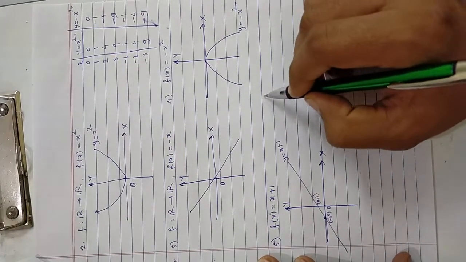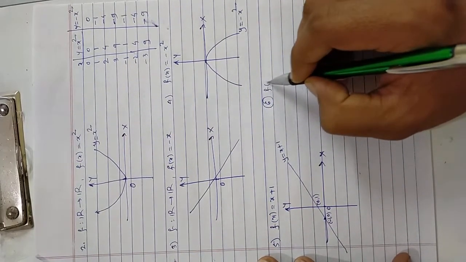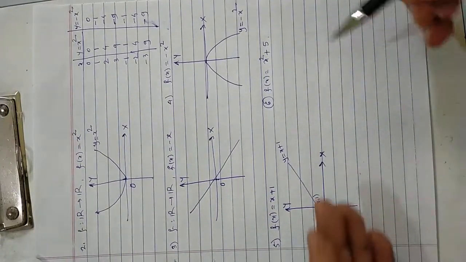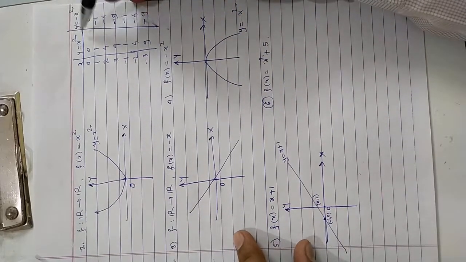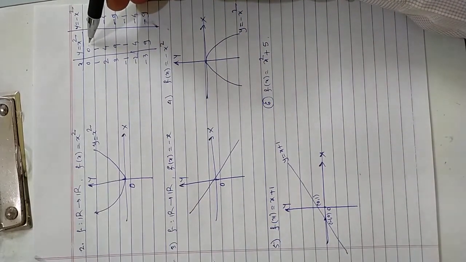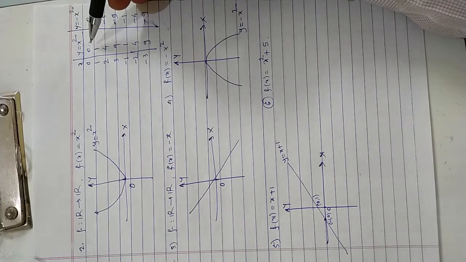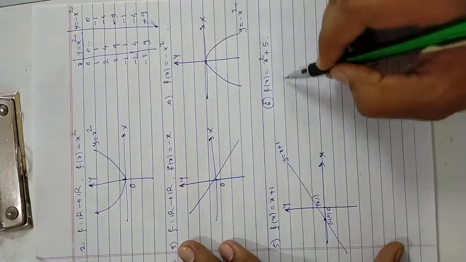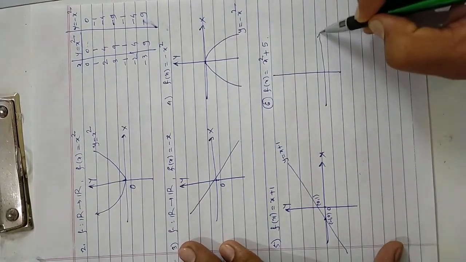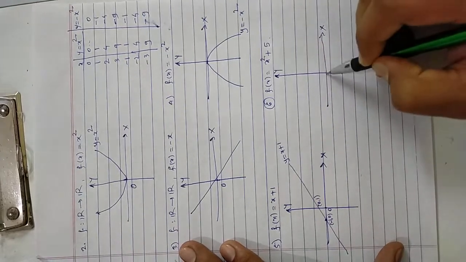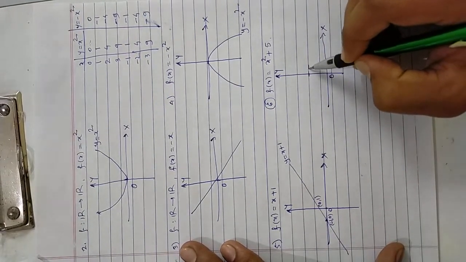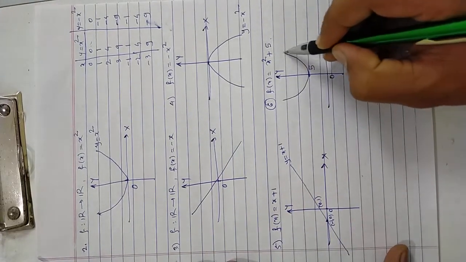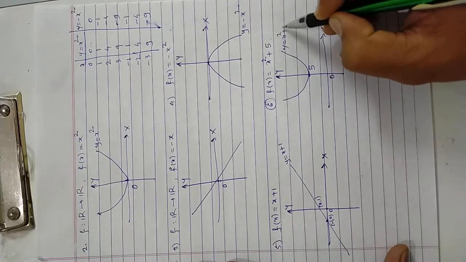Right? If I want a graph of f of x equal to x square plus 5, what will this be? Every value of x square will be shifted by plus 5, that means shifted in the upward direction by 5. So the graph of x square plus 5 will be, this is x-axis, this is y-axis, it is 0. So somewhere here it is 5 on the y-axis. So y equal to x square will be shifted here. It is y equal to x square plus 5.